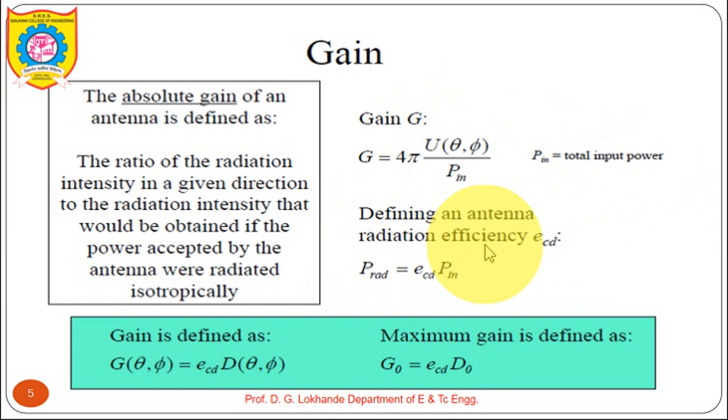Defining an antenna radiation efficiency, it can be calculated as ECD. We will study ECD a little bit later, but this is the radiation efficiency we considered here. So the radiated power is equal to the radiation efficiency times the input power. This is the final equation we get, and that's why gain is defined as G is equal to ECD, that is the radiation efficiency, into the directivity. Maximum gain is defined as G is equal to ECD into D0.